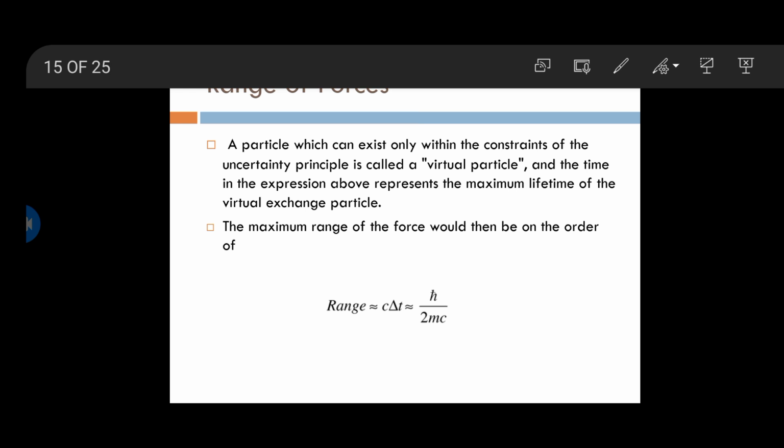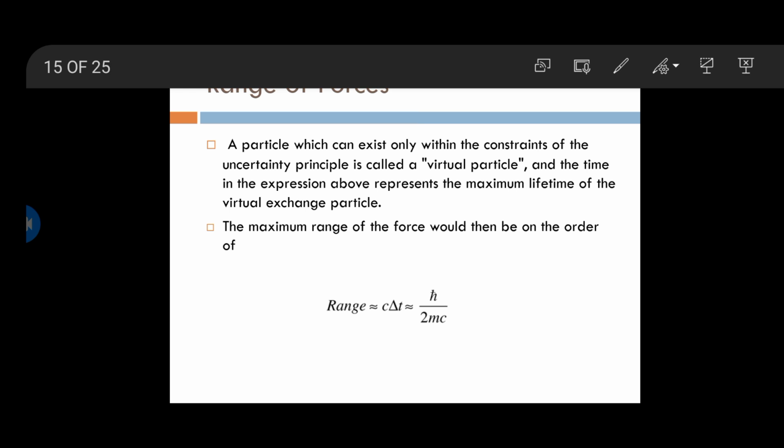Now we will discuss the range of forces. A particle that can exist only within the constraints of the uncertainty principle is called a virtual particle. As we discussed in the previous slide, while calculating the mass, energy can be found by using the uncertainty principle, and the time in the expression represents the maximum lifetime of the virtual exchange particle. The maximum range of the force can be determined by the maximum distance that the particle can travel in the time delta t. If the particle moves at the speed of light, then the range can be written as R is approximately equal to c delta t.